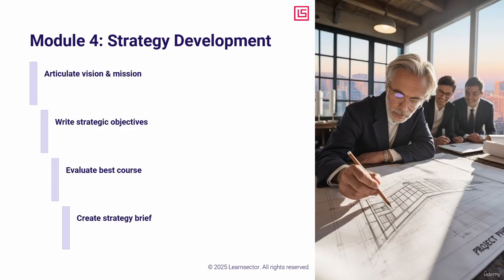We then moved into taking action. Module 4 focused on actually developing and implementing strategy. You learned how to articulate a clear vision and mission, write strategic objectives, and evaluate the best course of action, whether your phase demands growth, consolidation, or withdrawal. The strategy brief exercise helped turn abstract thinking into something concrete and usable.